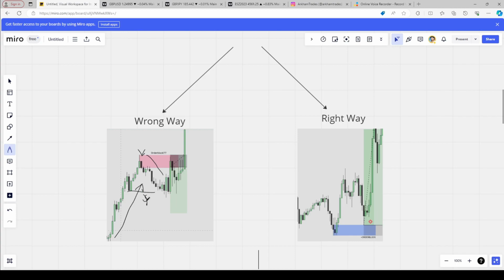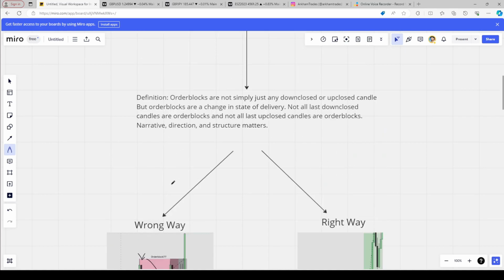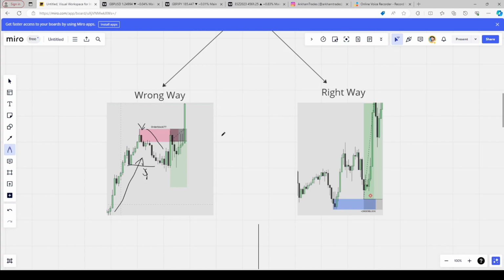Price takes out liquidity, and then we go back higher. This guy sees the last up close candle and thinks it's an order block, and then he gets wrecked, when overall structure and bias was higher prices. And this is what I mean by not all last up close or down close candles are order blocks. You have to have a meaning and a direction behind it.